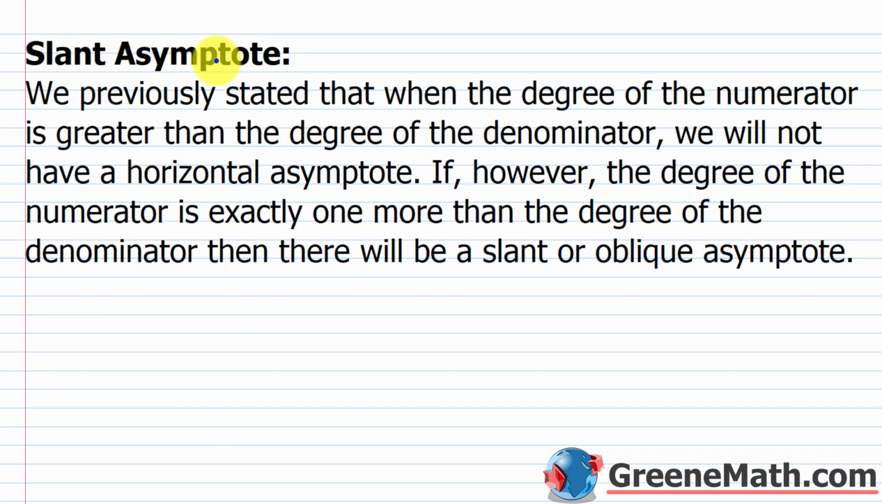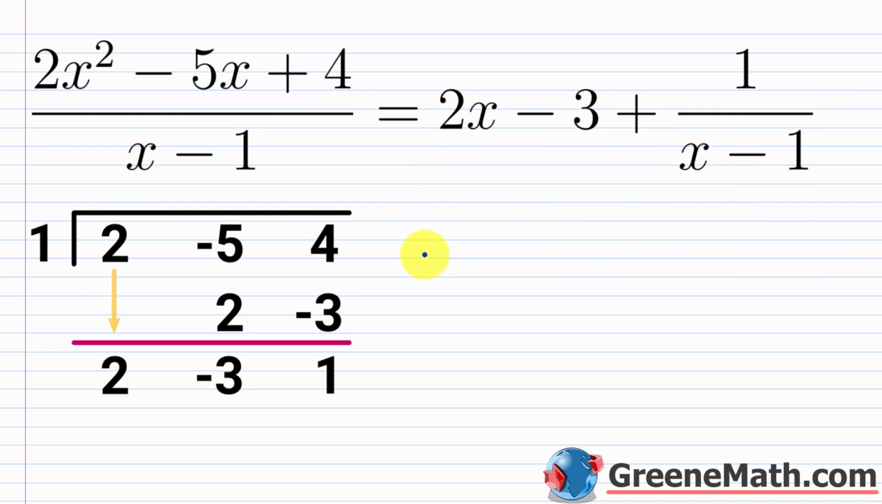For a slant asymptote, we previously stated that when the degree of the numerator is greater than the degree of the denominator, we will not have a horizontal asymptote. If, however, the degree of the numerator is exactly one more, and that's the case we have here, where the degree of the numerator is 2 and the degree of the denominator is 1, then there will be a slant or oblique asymptote. The way you get this is with some long division. In this case, we can use synthetic division because the divisor is of the form x minus k. So we can just take this 1 as the k value.